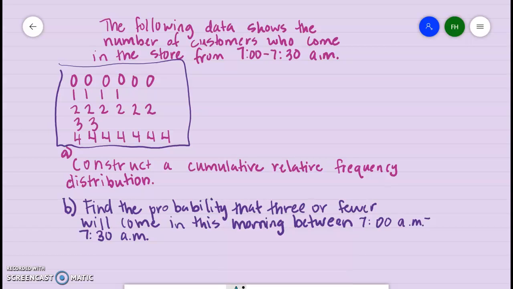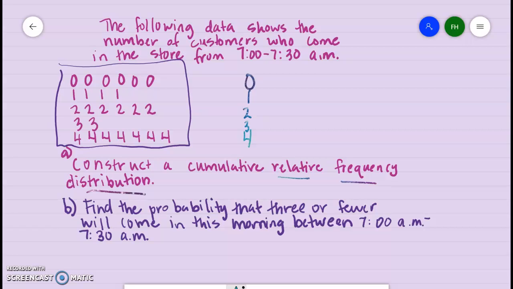So what we want to do is construct a relative frequency distribution, and since we only have 0 through 4, we know that we could just list these out because those are good classes to have. We don't have a wide range here.